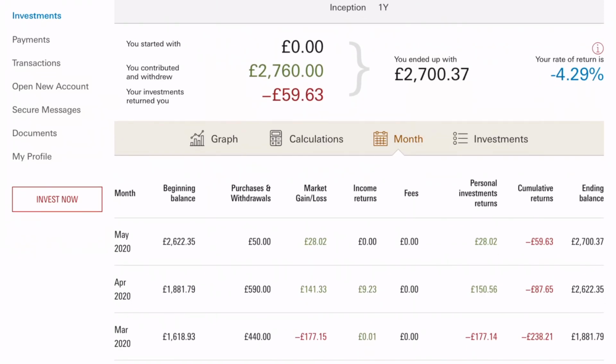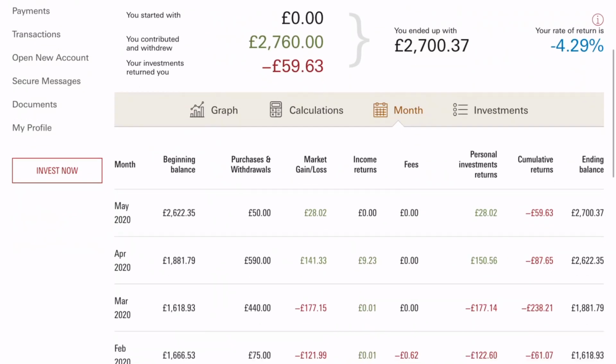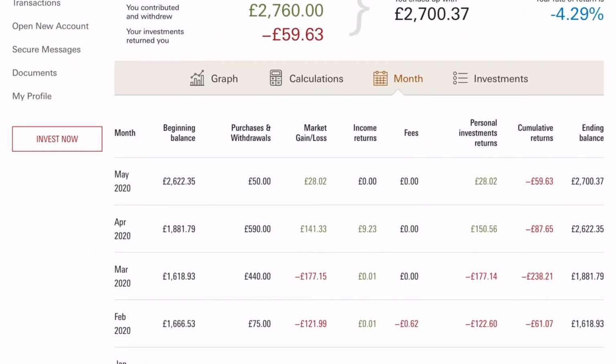And this is one of the things that I really like about the Vanguard portfolio and the Vanguard platform. It's really easy to break down and look at where you're at, look at the growth, look at your fees, and look at any dividend income that you're making.